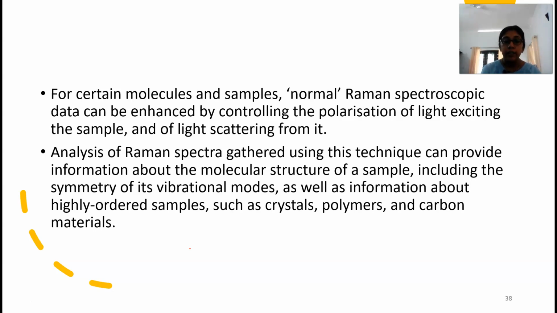Or if you are analyzing the light scattered from it using a polarizer, you can actually understand the polarization ratio of the particular light. Whether the scattered light is polarized, depolarized or unpolarized, you can get an idea if you are using a polarizer. And this particular technique can provide information regarding the molecular structure of a sample, about its symmetric vibration modes, and highly ordered samples such as crystals, polymers, carbon-based materials like carbon nanotubes, fullerenes, etc. can be studied using this polarized Raman spectroscopy or depolarization ratios.